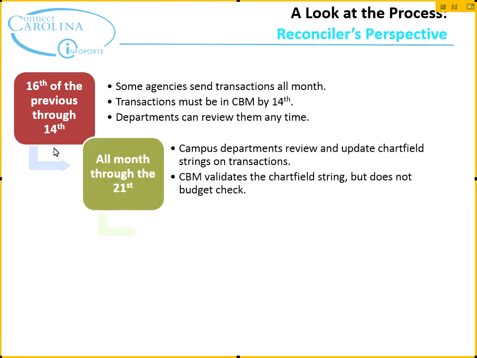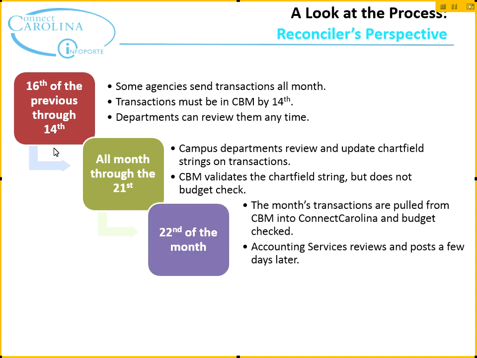Next, through the 21st of the month, the departments have that opportunity to continue reconciling for all the transactions that are posted. The CBM system validates the chart field string. However, it does not do a budget check. So the CBM system is going to tell you if you use some invalid chart field. Okay. And then on the 22nd of the month, all the transactions are gathered into CBM and budget checked and validated again to make sure that there are no combo edit problems.